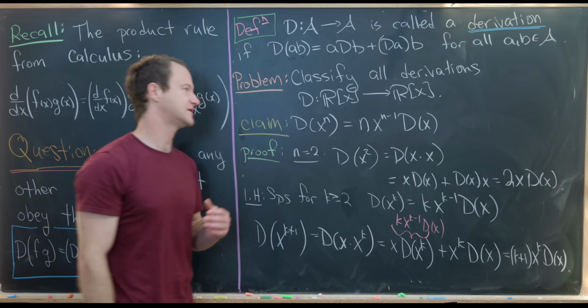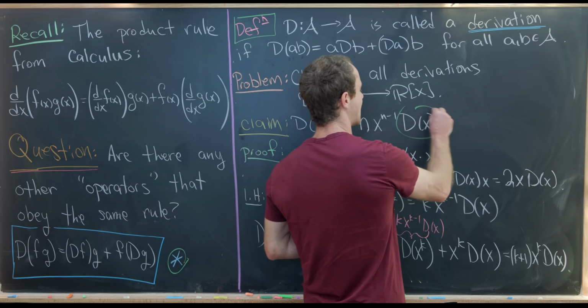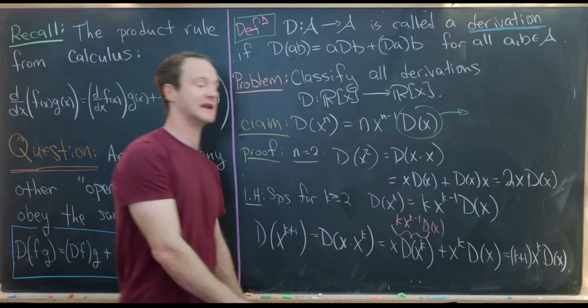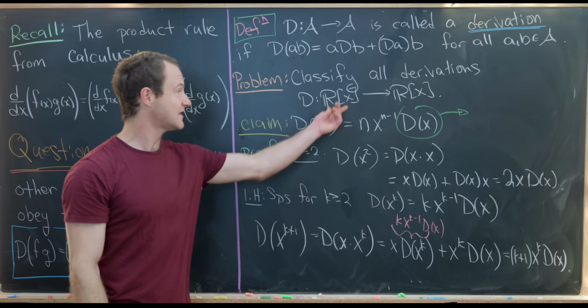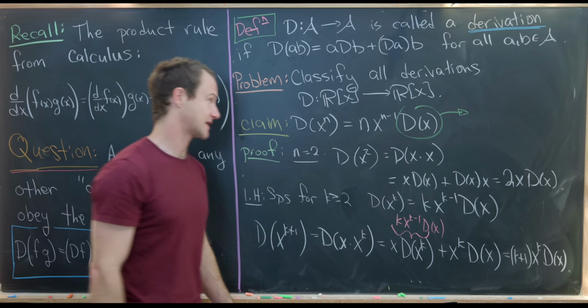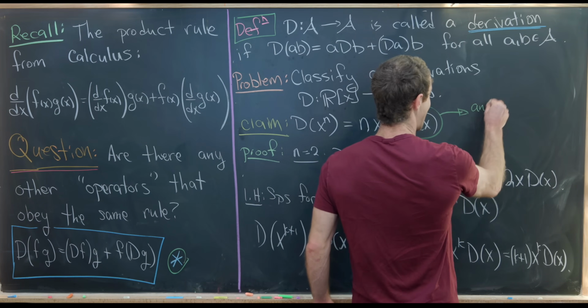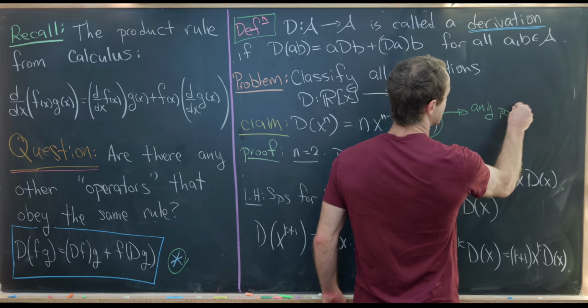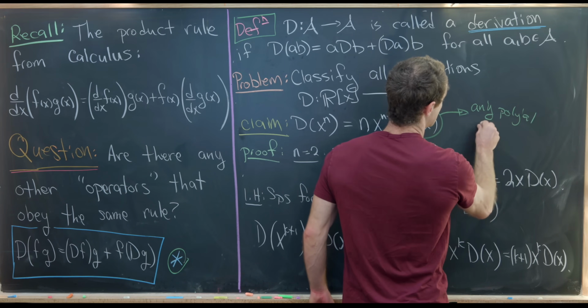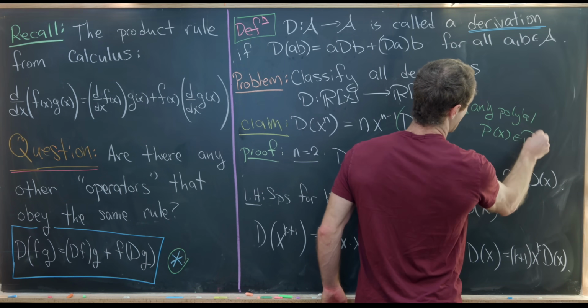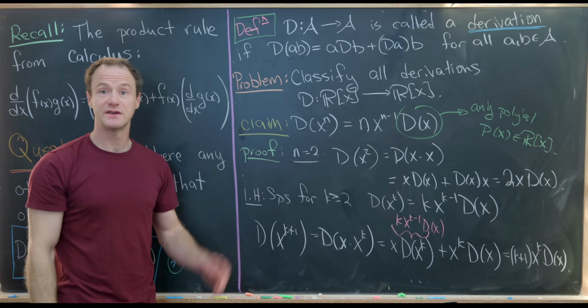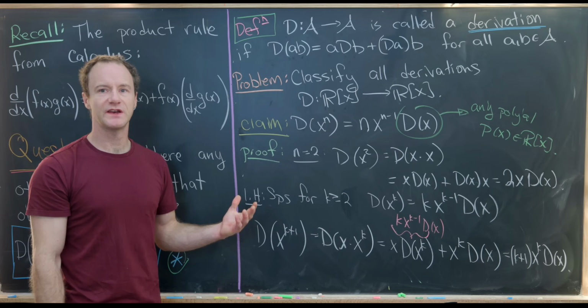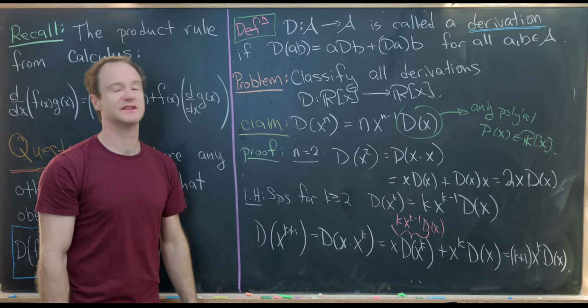And now all that's left to discuss is what the value of this d evaluated at x is. And we'll see this is allowed to be anything in R adjoin x. And so this could be any polynomial p of x in R adjoin x. It's free to be anything. So that means we're ready to write down a definitive answer to this problem.